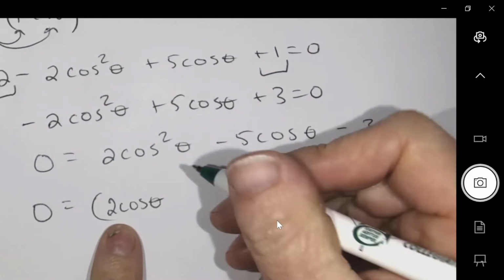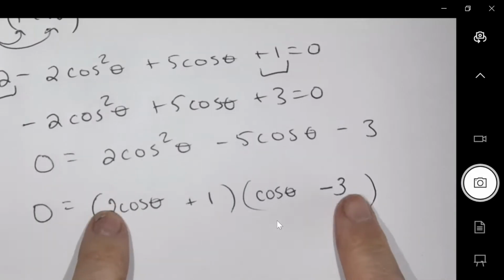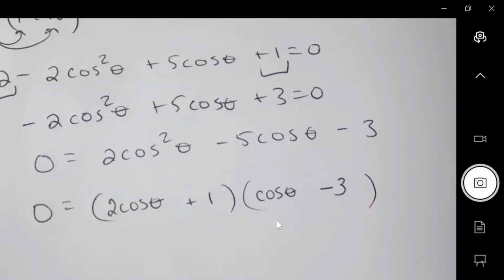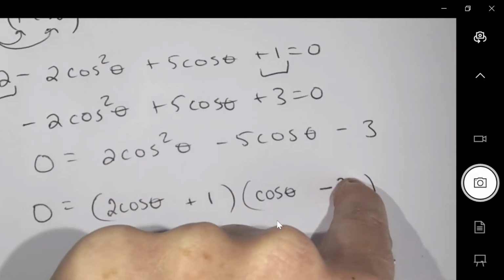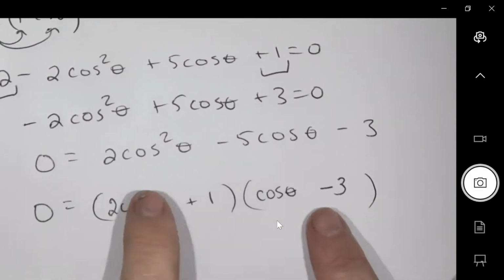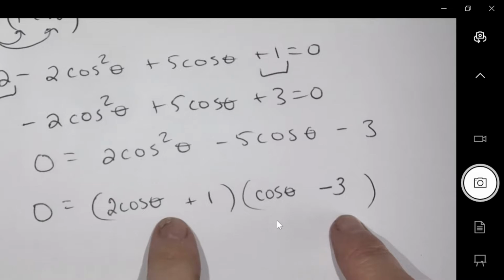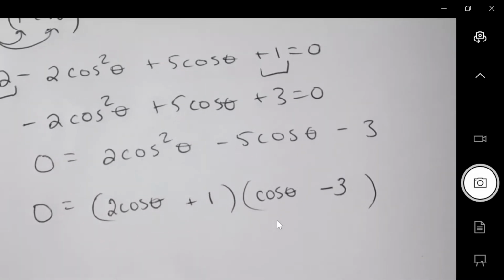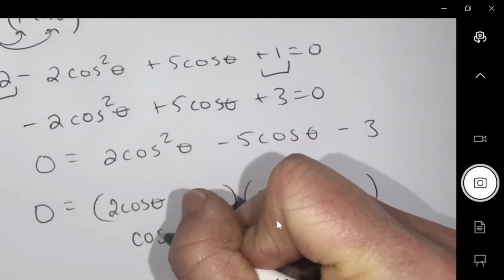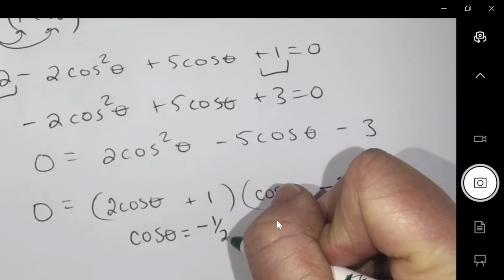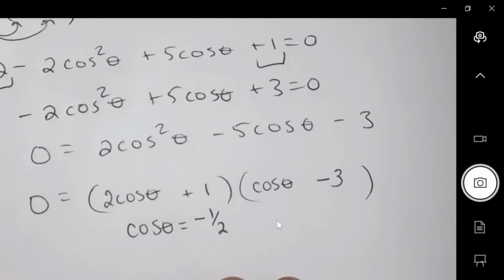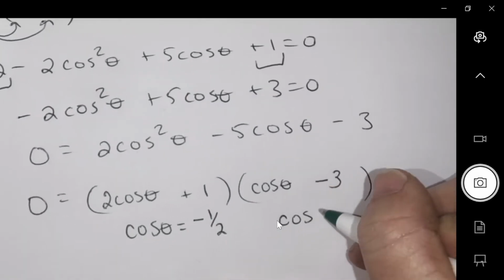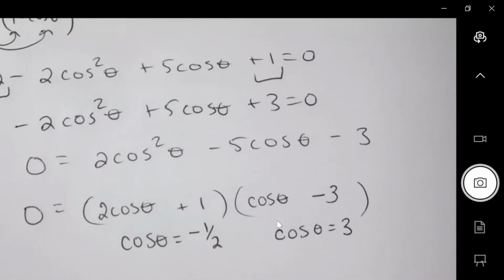-6 and +1. That is the only thing that works. Some of you, if you mixed those up, it would have been 2 and 3, but then to make them both negative doesn't make the -3 anymore, right? Okay, cos theta equals -1/2. Cos theta equals 3.